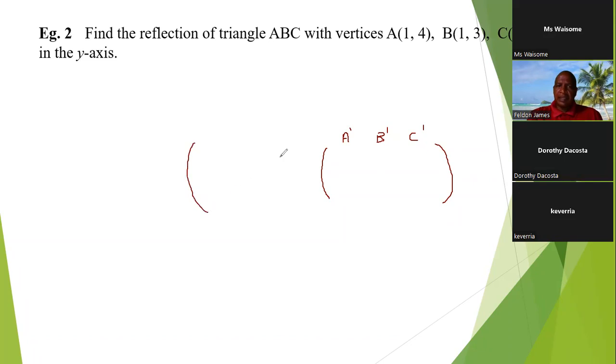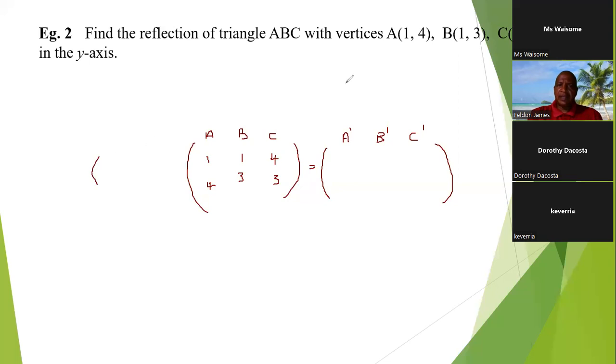All right, let me write the pre-image here too. So you have A, B, C. You would have 1, 4. You would have 1, 3. You would have 4, 3.